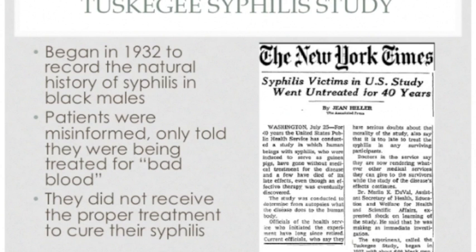In 1932, the Tuskegee syphilis study began. The purpose of the study was just to record the natural history of syphilis in black males. The patients were misinformed about the true purpose of this study. They were only told that they were being treated for bad blood and not the true reason. The researchers ultimately blocked the participants from receiving proper treatment to cure their syphilis, even though a cure was found.